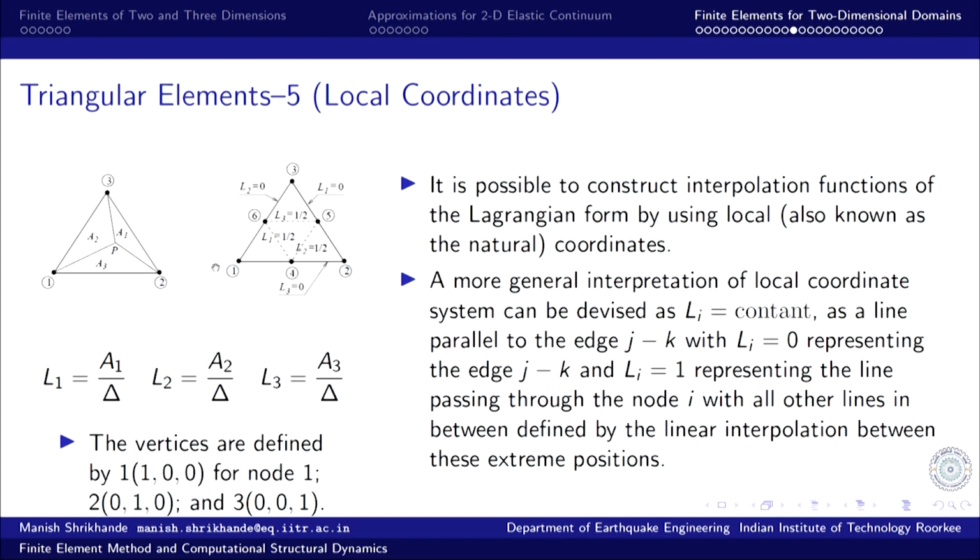So, L1 goes from 0 to 1 here, and similarly L2 goes from 0 at the line 1 3 to unity at node 2. So, it goes from 0 to 1 in this direction, parallel to this edge 1 3. Similarly, L3 is 0 at edge 1 2 and goes to unity at node 3, and the L3 value varies from 0 to 1 in this direction.